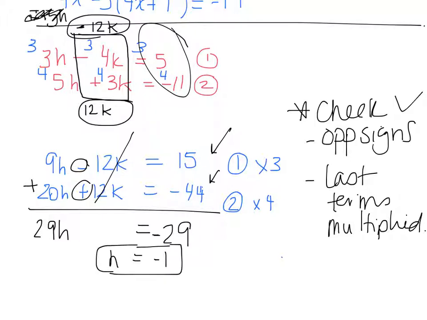Now, I'm not going to finish the rest of this question because we've already done an elimination example in the previous part of the review, but I did want to show you that you can multiply both equations to eliminate a variable as well.